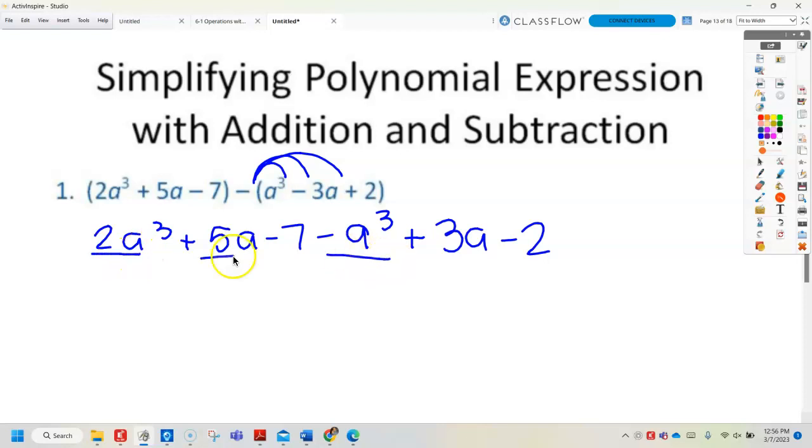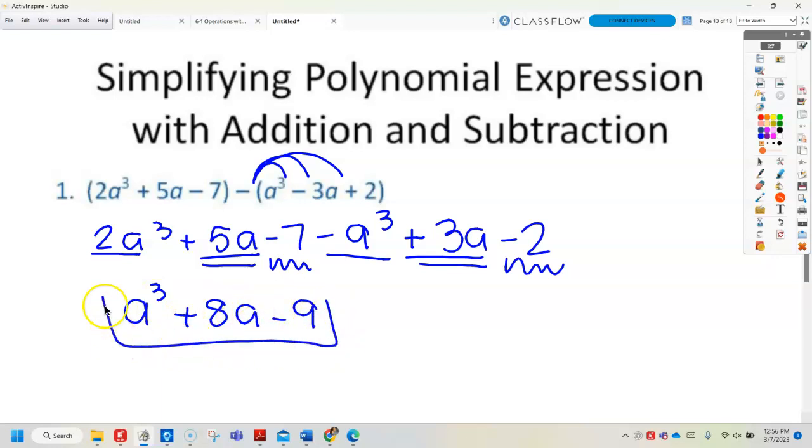A cubed, a, number. So 2a cubed minus a cubed is a cubed. 5 plus 3 is 8a, minus 9. So is that a polynomial? Yes. What's its degree? 3, because that's the highest exponent. So this is what we call a one variable polynomial of degree 3. One variable because you only have a. Eventually we'll get into multivariables.